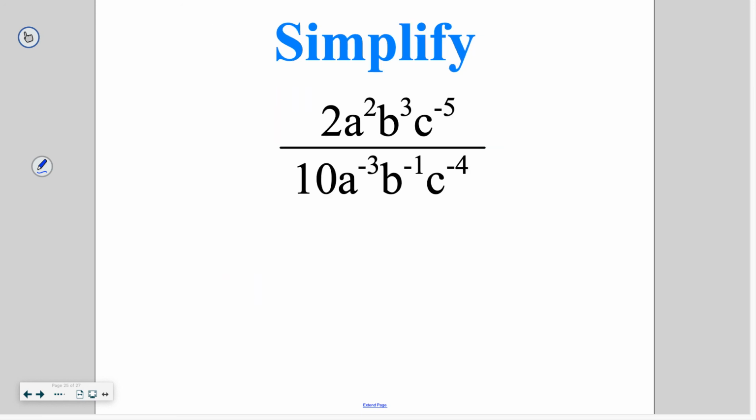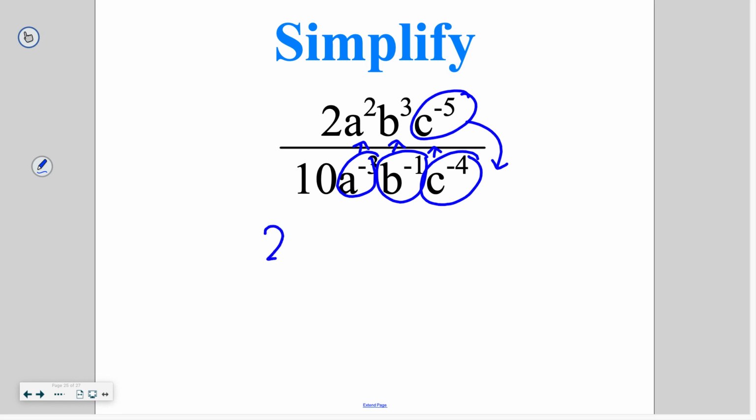So, when we are simplifying expressions like this, my first suggestion to you is locate any negatives and move them. So we've got a to the negative 3rd. That's going to need to go up. B to the negative 1st needs to go up. C to the negative 4th needs to go up. C to the negative 5th needs to go down.